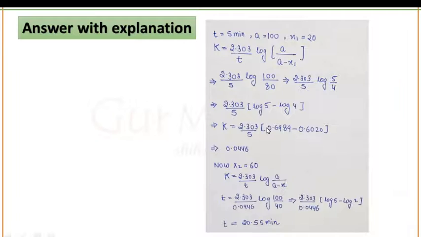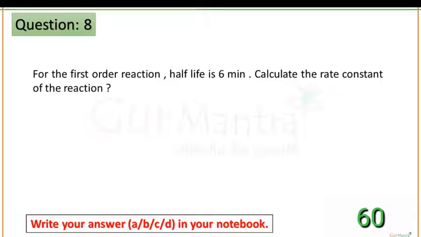Okay. Next question. For the first order reaction, half-life is 6 minutes. Calculate the rate constant for this reaction. You have been given the first order reaction and its half-life is 6 minutes. You have to calculate the value of K, or you can say the value of the rate constant.